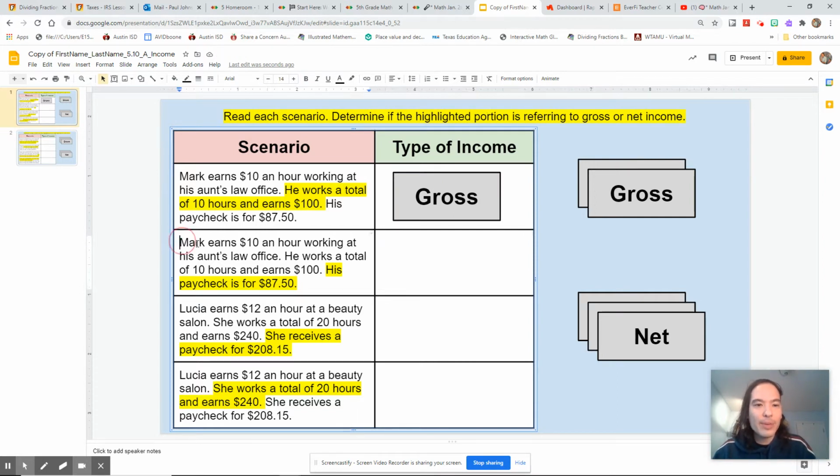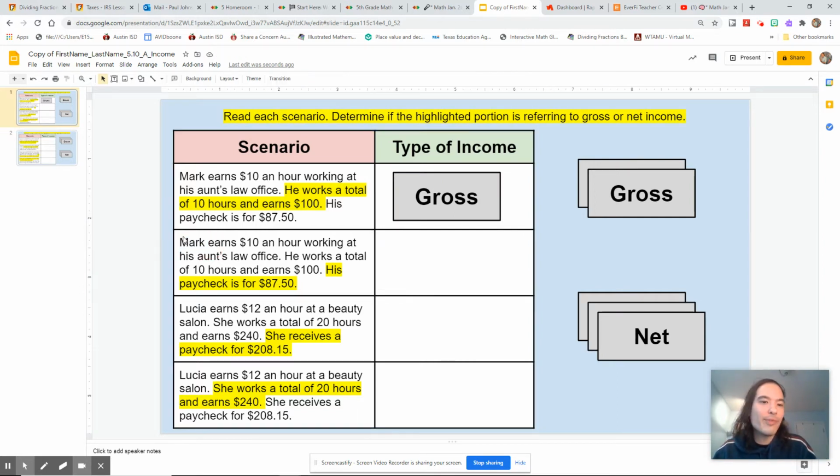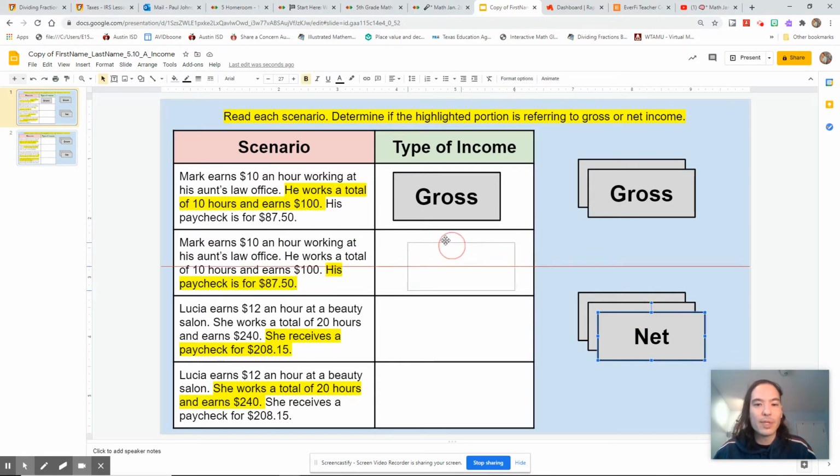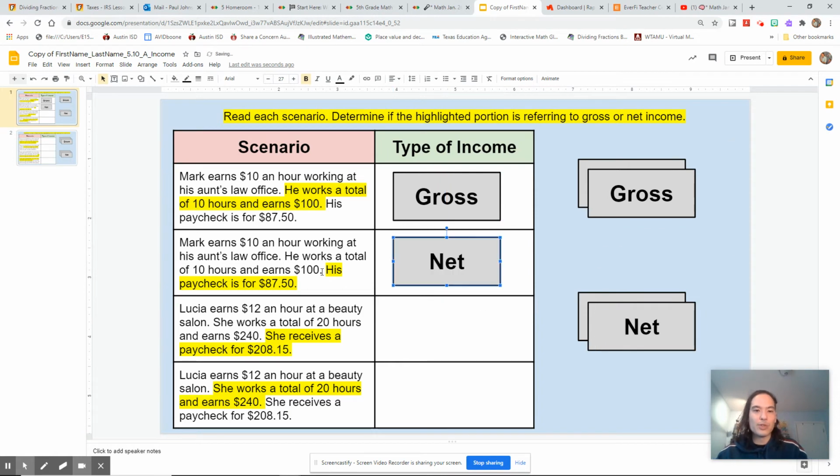Oh, it's the same question. Let me read it and say aunt this time, just for fun. Mark earns $10 an hour working at his aunt's law office. He works a total of 10 hours and earns $100. His paycheck is for $87.50. So he earned $100, but his paycheck is $87.50. So gross is most, net is less. Looks like we're looking in the highlighted section at $87.50, which is less than $100.